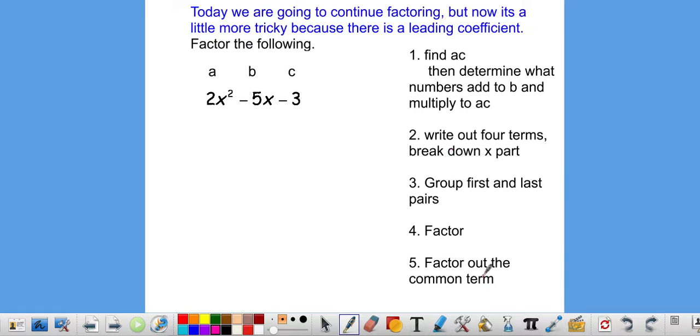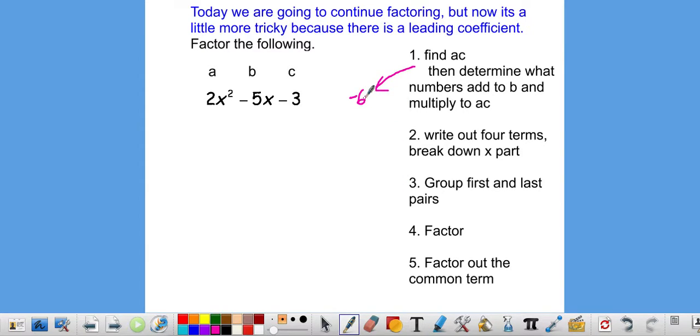This is our general process on the right, and then I'm going to annotate what we're doing with 2x squared minus 5x minus 3 on the left for how we factor this. So if our a value is 2, our b value is negative 5, and our c value is negative 3, the first step is to find what a times c is. A lot of times we can do this in our head, but I'm going to go ahead and write this down. 2 times negative 3 is negative 6.